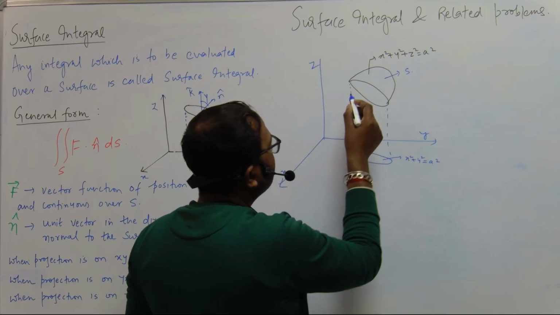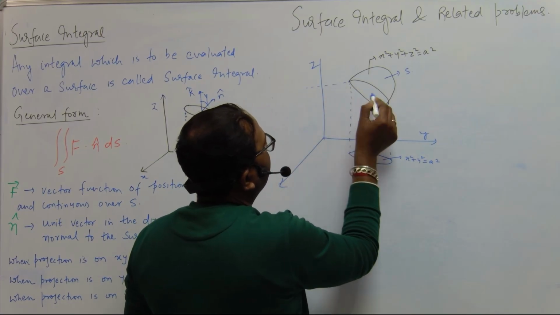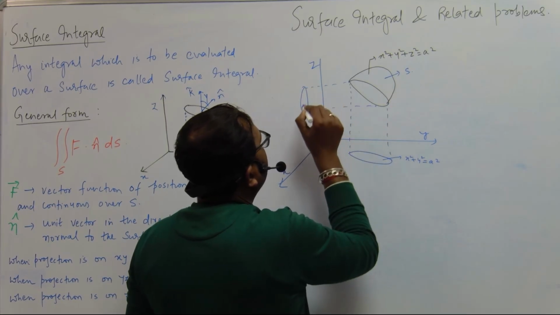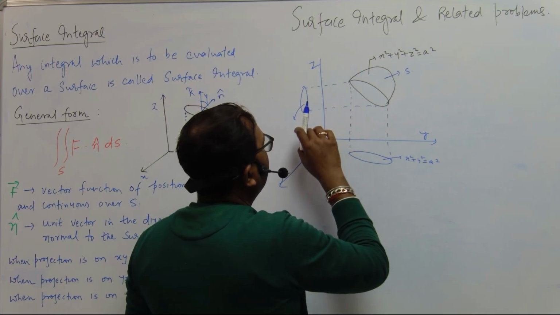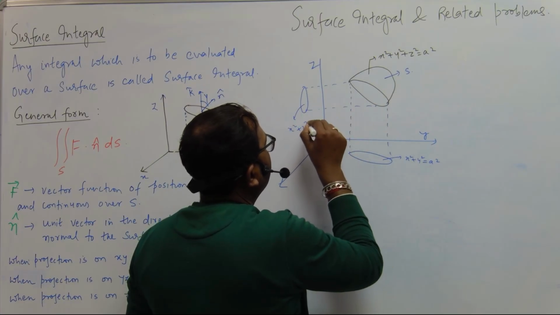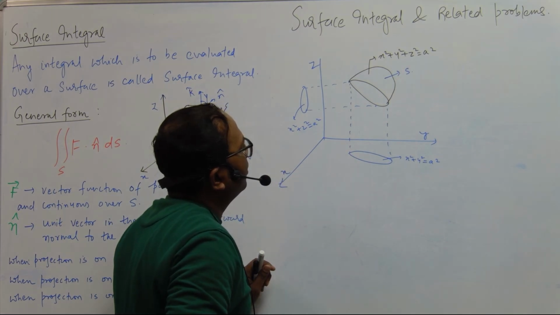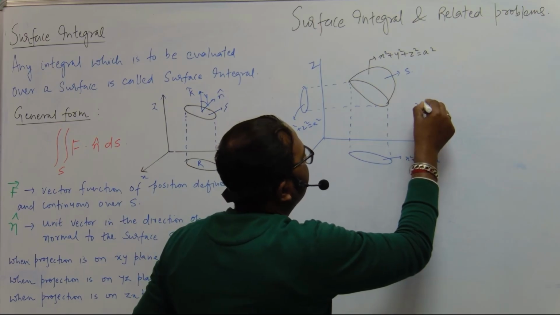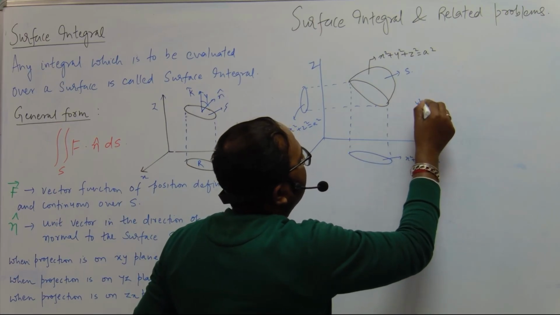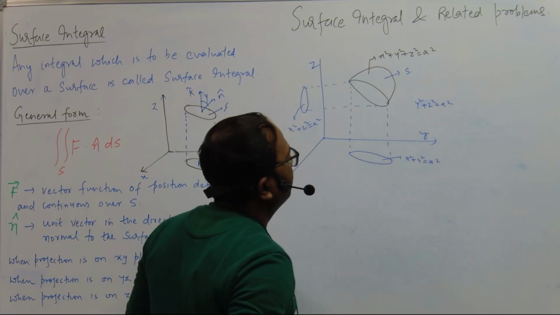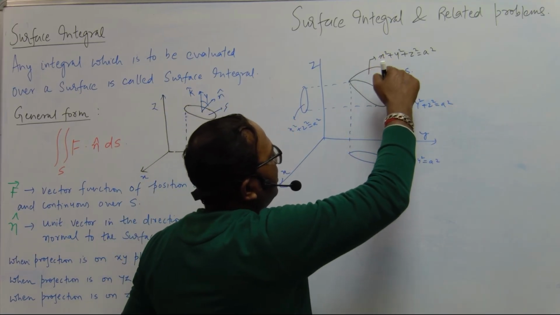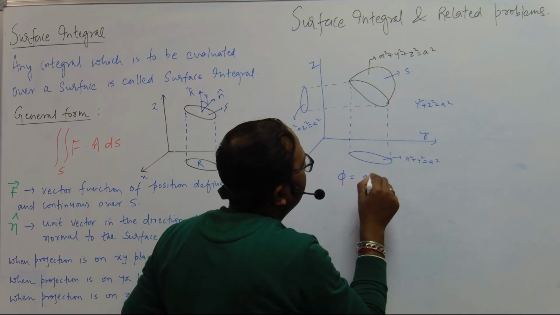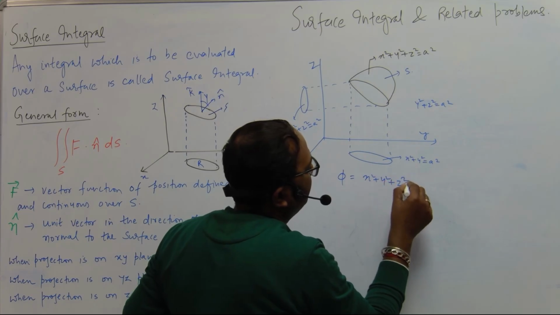Similarly, whenever we take a projection of this curved surface on the xz plane, we get a planar area. Here we have y equal to 0, so x square plus z square is equal to a square. Similarly, on the yz plane, the projection will be y square plus z square is equal to a square. So we have the function phi, the surface, as phi is equal to x square plus y square plus z square minus a square.